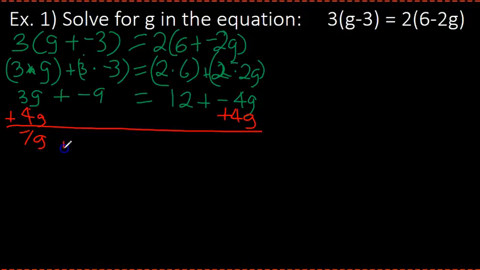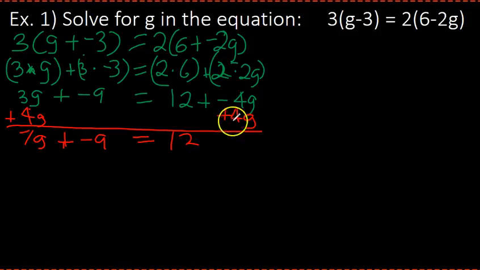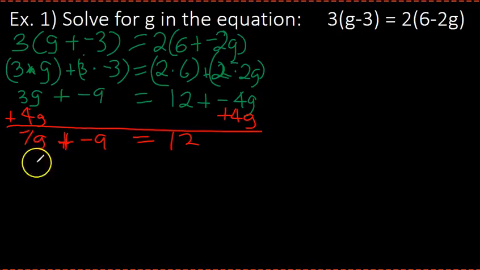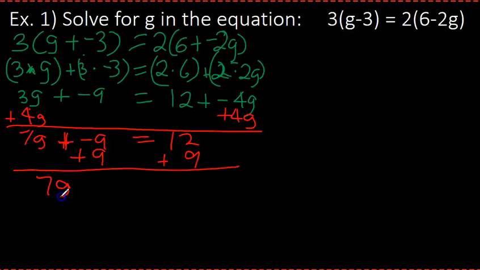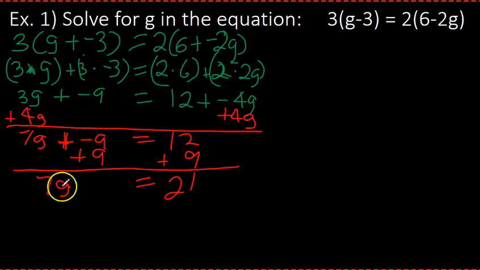So this is 7g plus negative 9 equals 12. All right, so here negative 4g plus 4g is 0, so it's gone. And now we have g only on the left side. And negative 9, we cannot combine them. So we're going to move negative 9 to the right side by adding 9 to both sides. Again, we only add to the like terms. So we have 7g here. So this part becomes 0. And then we have 12 plus 9 gives us 21. All right, so we are down to a very simple equation we can solve.